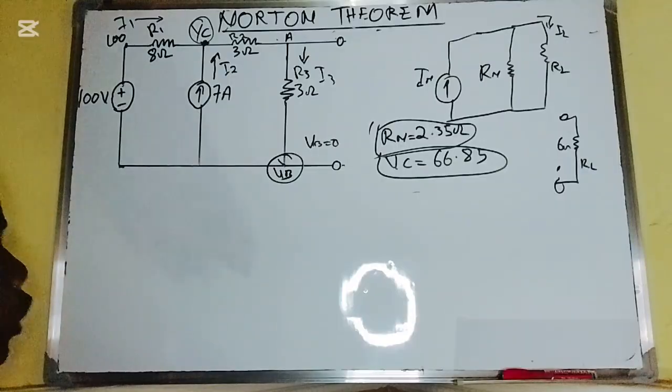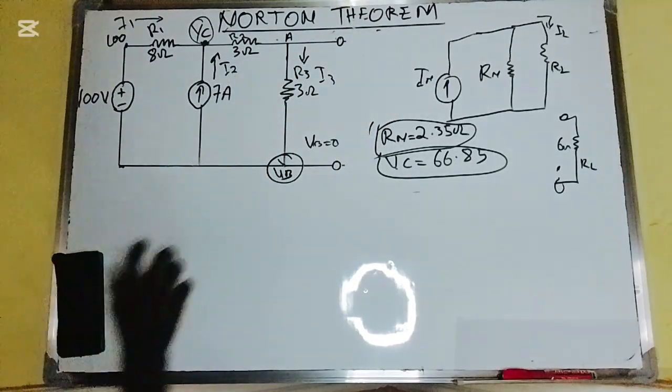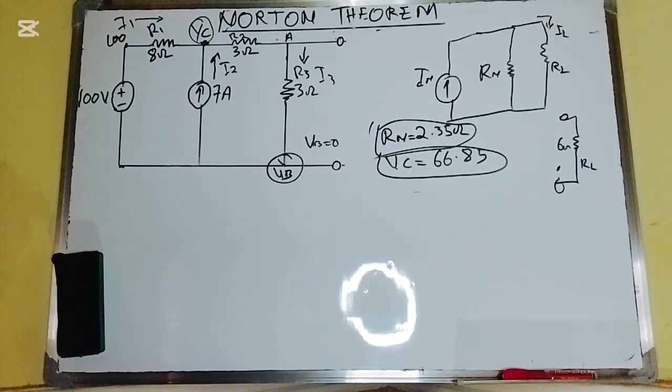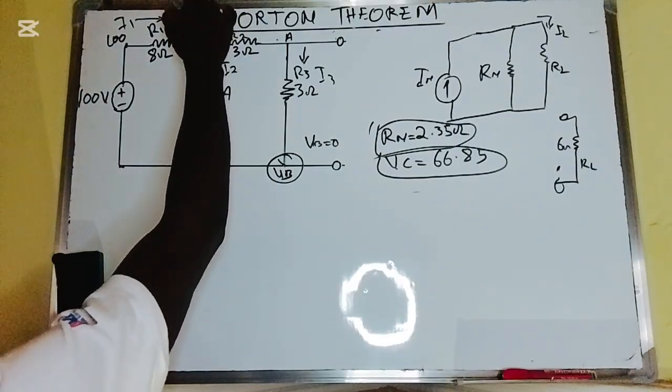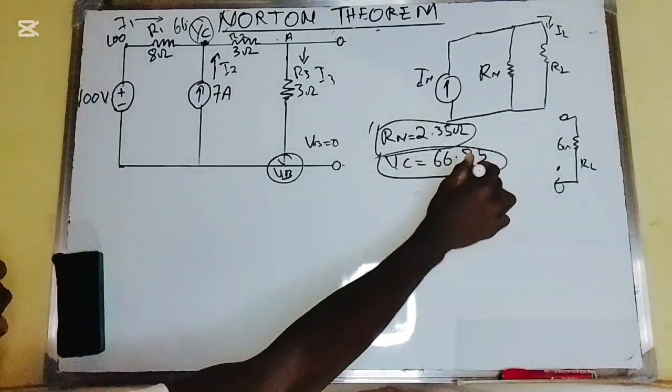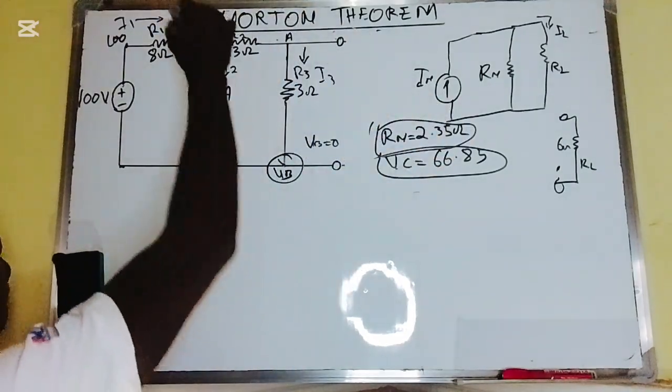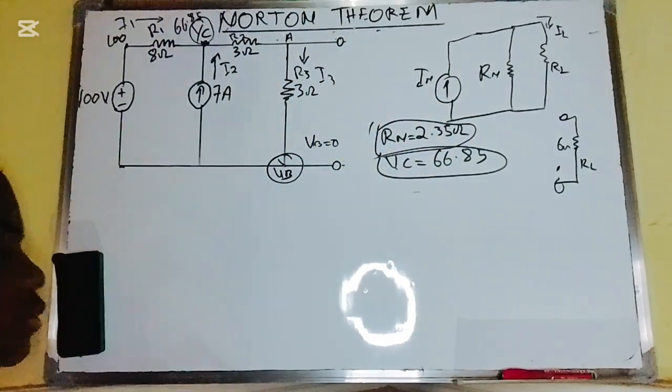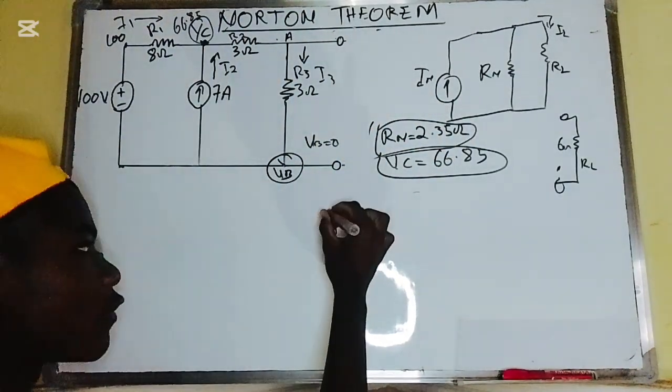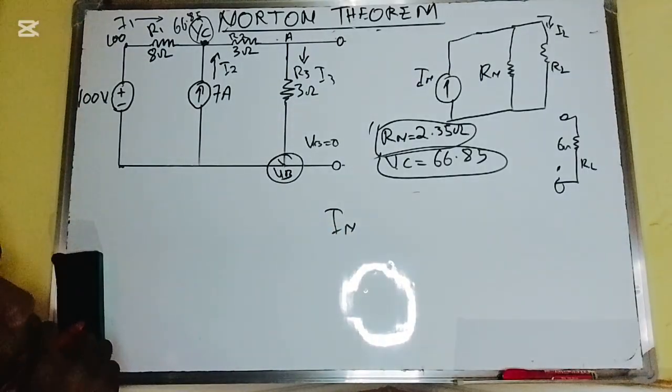So as you can see, I'm looking for the value of In. So I have to take a look and see, this is VC. I already found it is 66.85. The voltage node is not, but I'm looking for In. So now what shall I do?